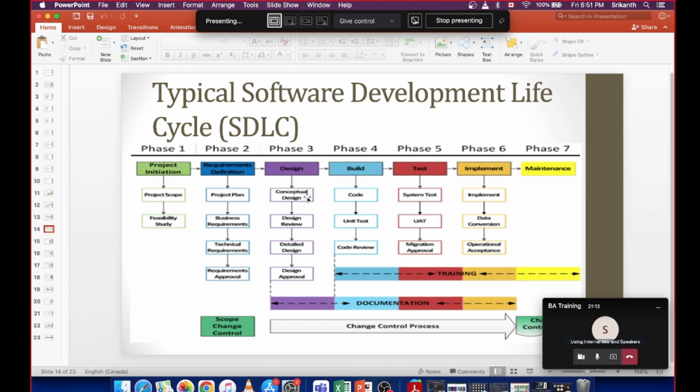So design, conceptual design, it will be designed by the software architect, who may be from the client side or the vendor side from your project team. They'll do the conceptual design first, then review the design with all the peers and other business people, then go with the detailed design and go for the design approval. Once the design is in place, they'll go on to the actual coding practice, that is called building the software.